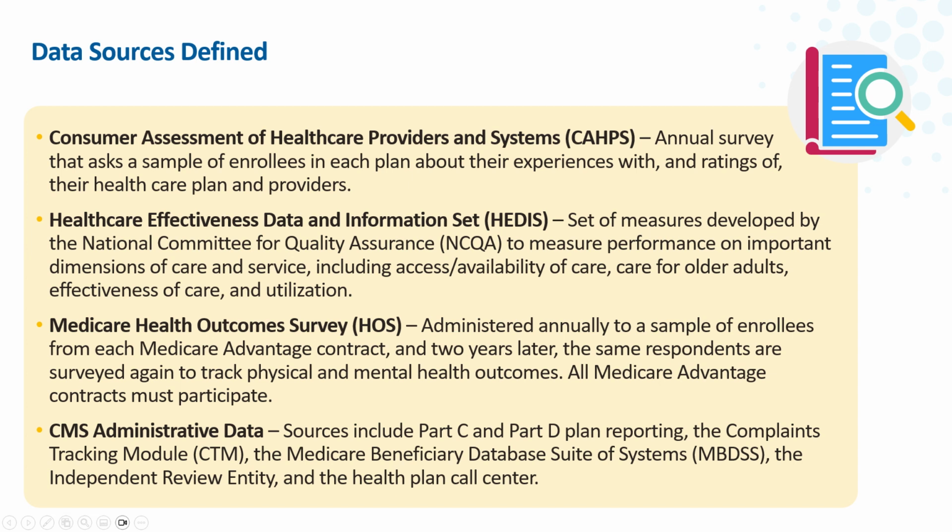The Medicare Health Outcomes Survey, or HOS, is a survey tool that is administered annually to a sample of enrollees from each Medicare Advantage contract. 2 years later, the same respondents are surveyed again, and the self-reported data is then used to measure physical and mental health outcomes over time.